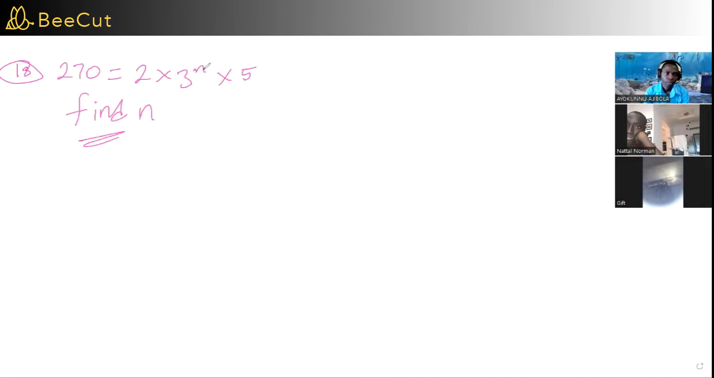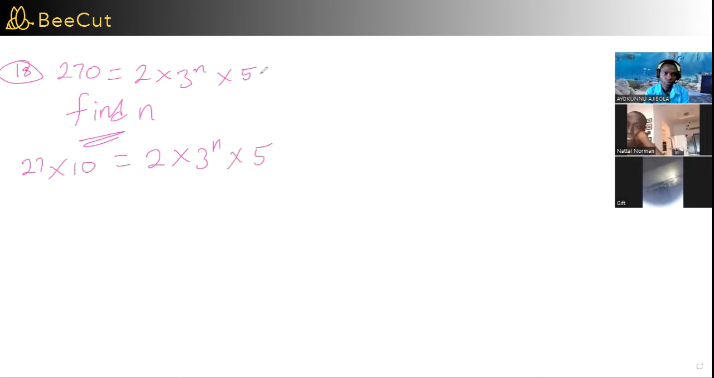Find the power of 3 in this. Obviously 2 and 5 are also factors of 270. But if we split it into 27 times 10, which is 270, then we have 2 times 3 raised to power n times 5.